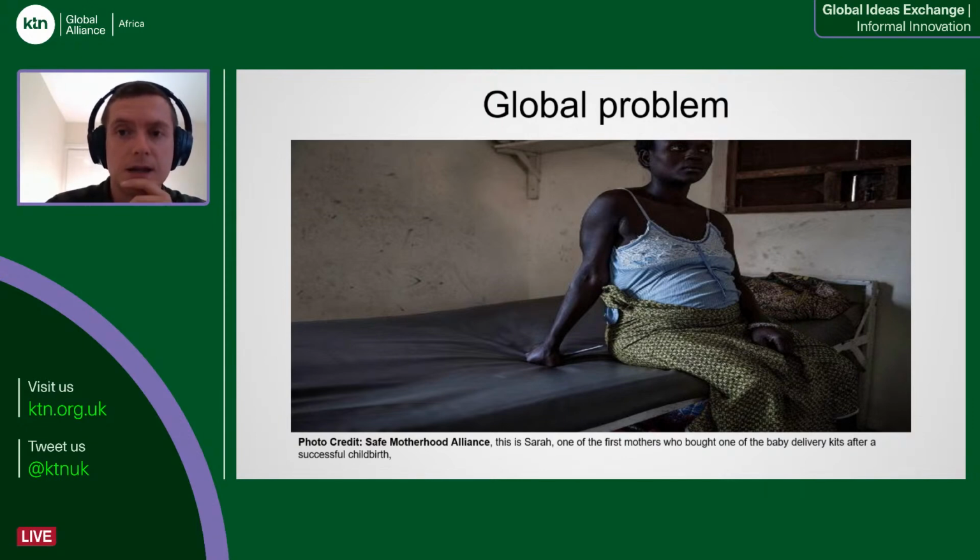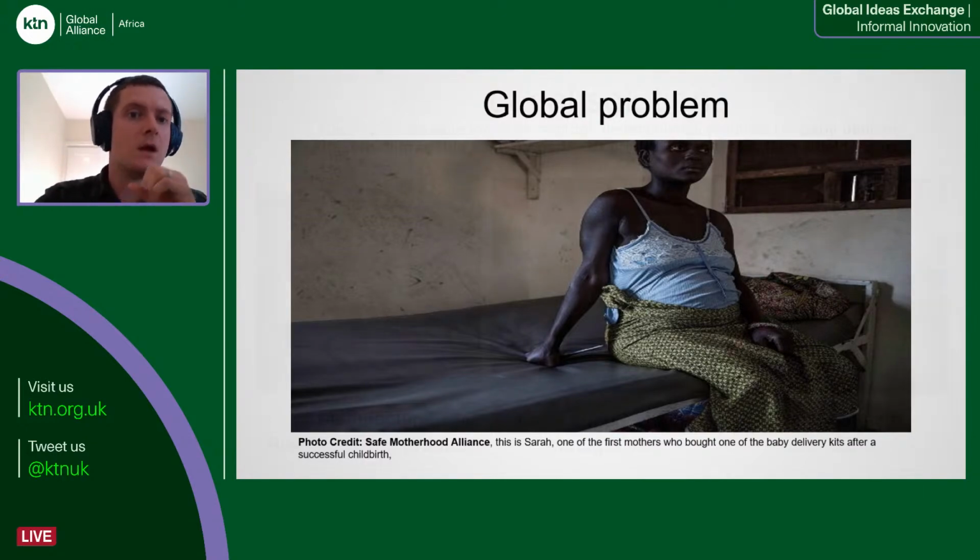It does. And if no maternity pads are available for women, they're forced to make do with whatever they have: rags, blankets, which leaves them open to infection. And it's a risk to others as well. And yeah, so Safe Motherhood Alliance have been working on this problem.